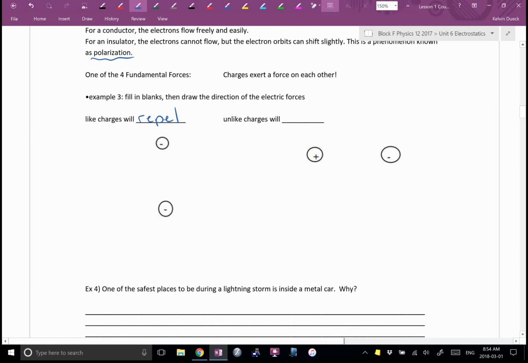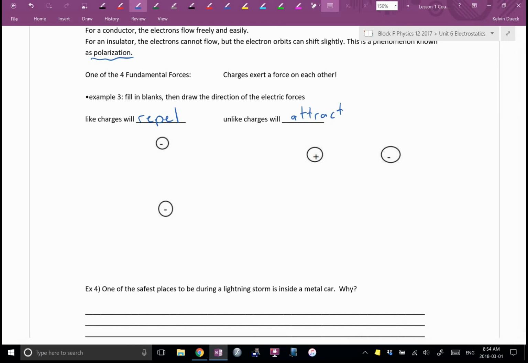And then usually I say something like, much like when Patrick calls someone up for a date. Repel. It's always a basketball player, and you were late today. Unlike charges will attract. I could have said much like when Patrick calls, but I went with repel, because why not?